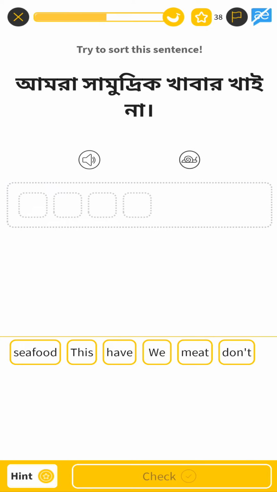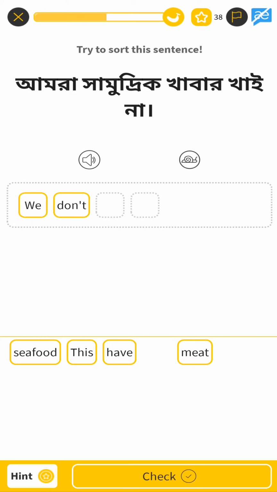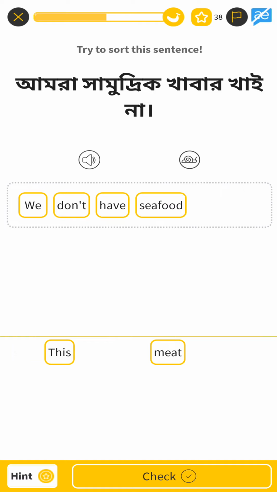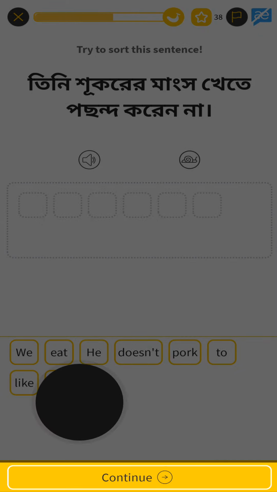Amra shamudrik kabar kaina, which means I don't eat seafood, I think. No, Amra, we don't have seafood. Wait, kaina? Kai means I eat. Kaina means I don't eat. I think it means have as in intake, not as in ache, which is a weird way to put it.